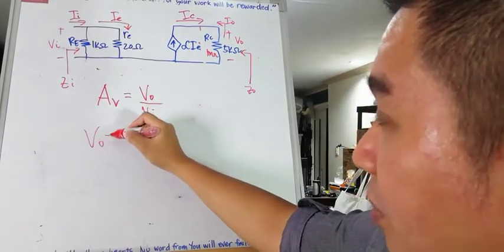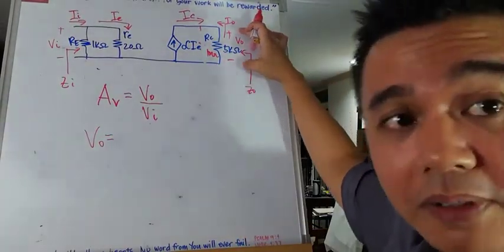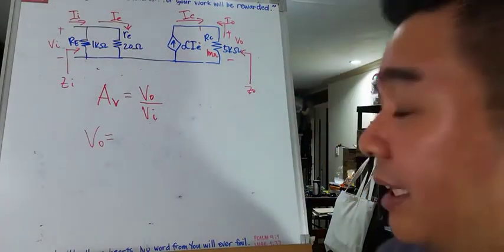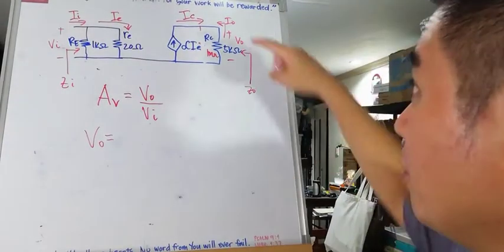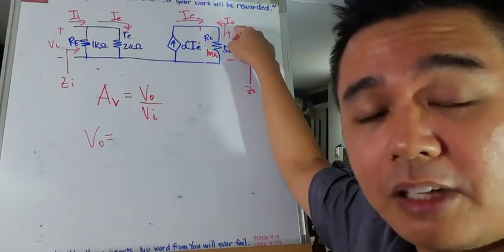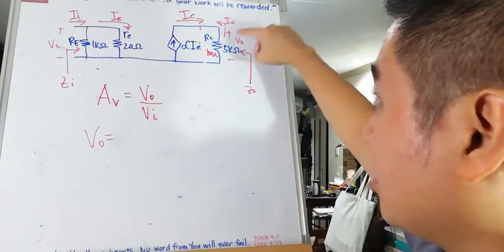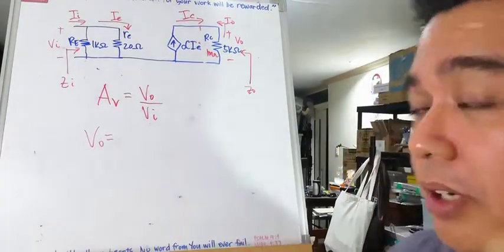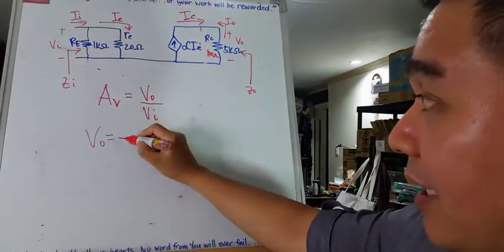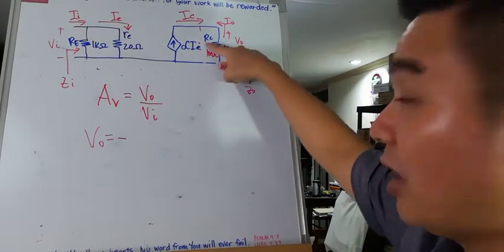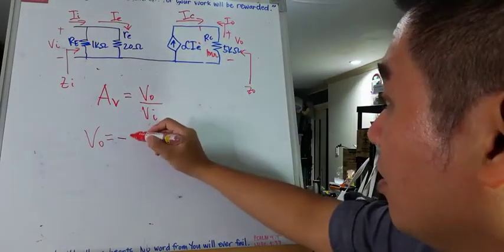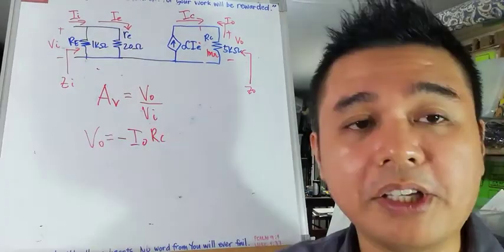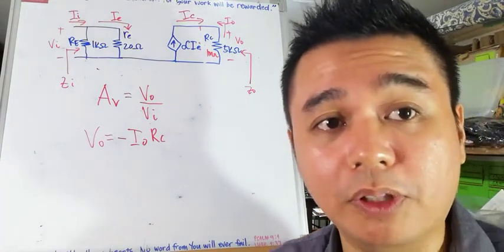So V sub O or the output voltage, hindi ba't yan yung voltage across the 5 kilo ohm resistor? No? So, ano yung kuryenteng dumadaan kay 5K? Hindi ba't yung IO? Yung output current natin? So, since lumalabas yung kuryente sa positive terminal ng ating VO, ang magiging equation natin for the output voltage is negative. So, I times R. Alright? We have IO times RC. IR equals V. So, yan yung components ng ating output voltage.